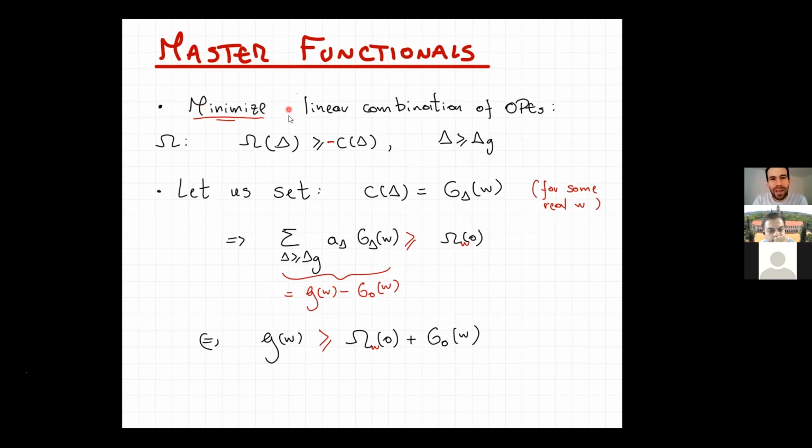Similarly, if you want to minimize linear combinations of OPE coefficients, it's the same logic. So now you flip a sign. Again, you can choose the cost function to be the conformal block. So there's some inequality that changes, and now you find that the correlator is larger than this. Okay, so maximizing, minimizing, you just flip some signs and it works.